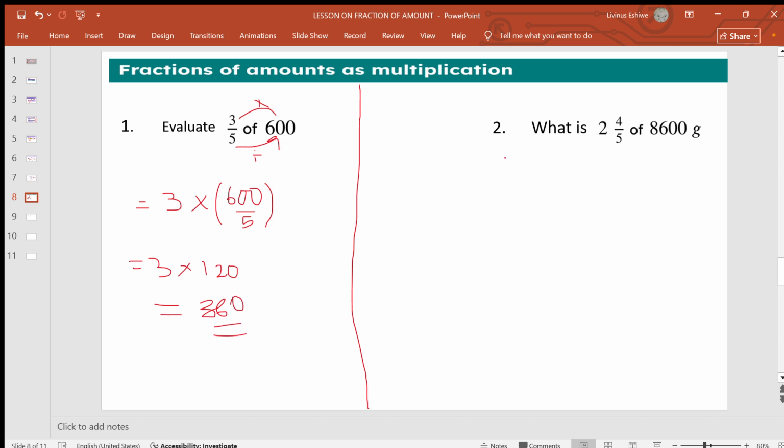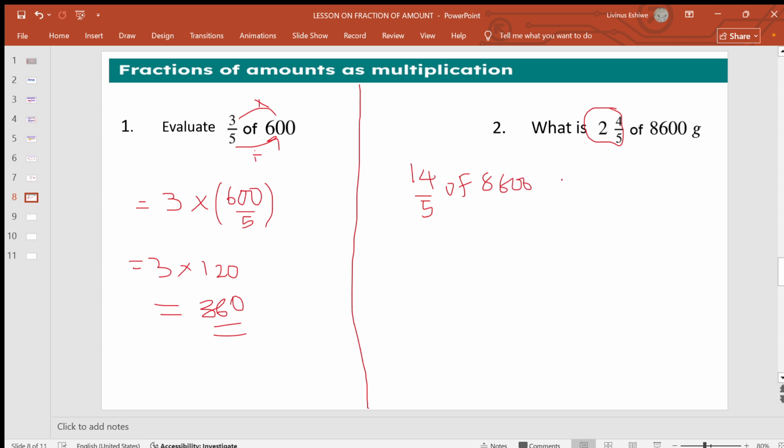Now look at this second part. This second part is a little bit challenging because it is a mixed fraction. It involves both what? A whole number and a fractional part. You can solve them separately, or you can convert this into what? Improper fraction. Let's try and do that first. 2 multiplied by 5 is 10, plus 4, that will give me 14 all over 5. You see, we have been able to change the question to look like the previous one.